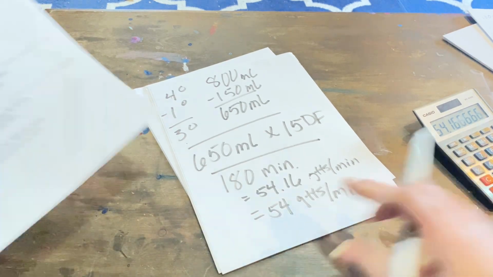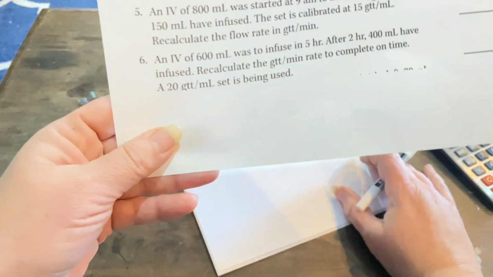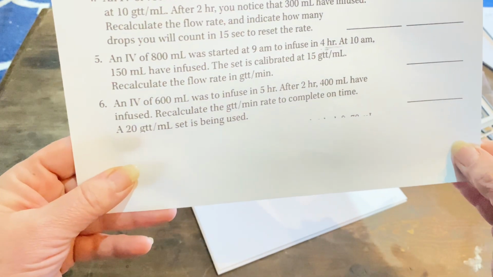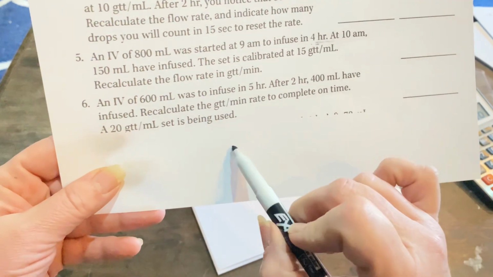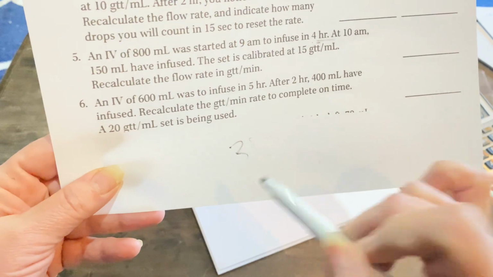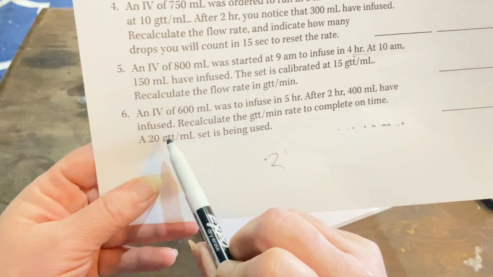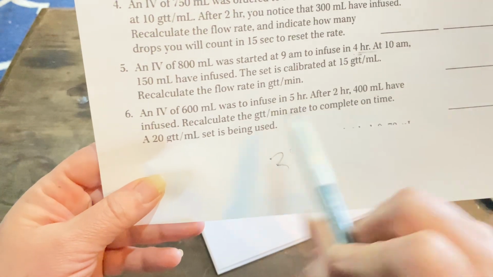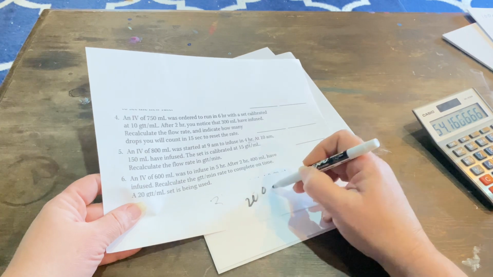Isn't it fun? Okay, so look, I'm going to do number 6. An IV of 600 was to infuse in 5 hours. After 2 hours, so if we take 2 from 5, it's going to be 3 hours. 400 milliliters have infused. So it's been given. So 600 minus 400 is 200 milliliters.